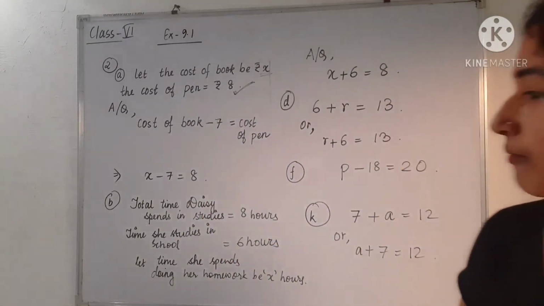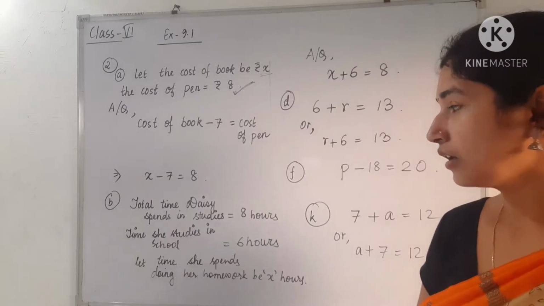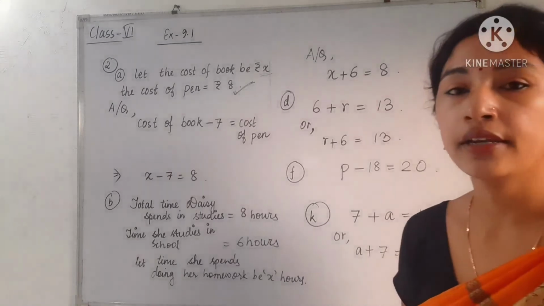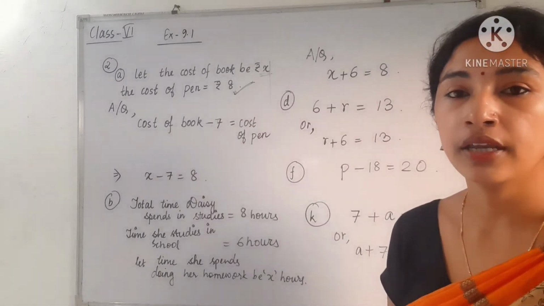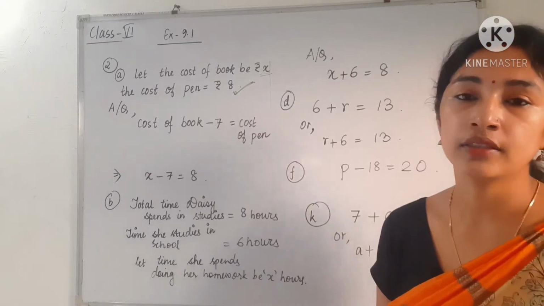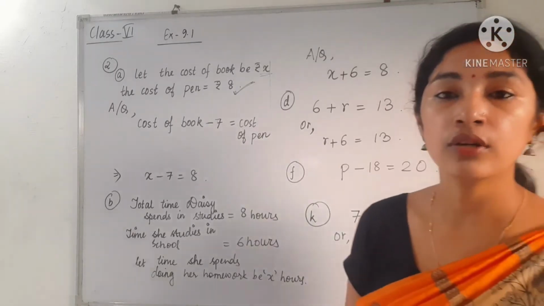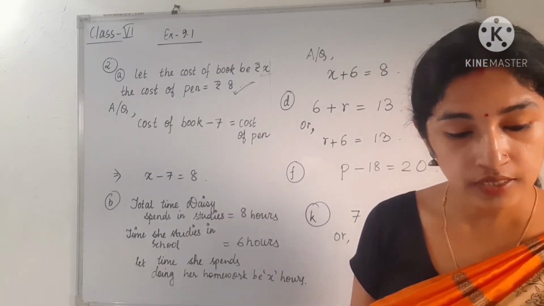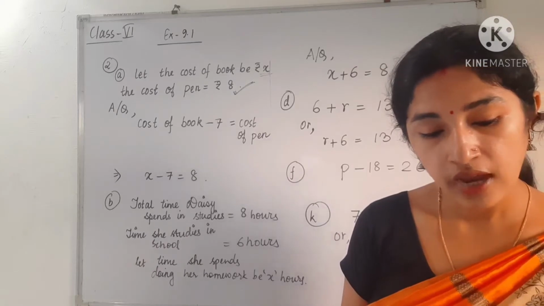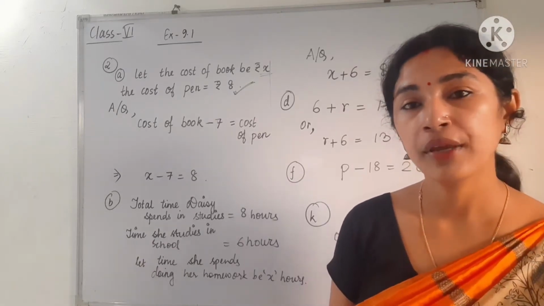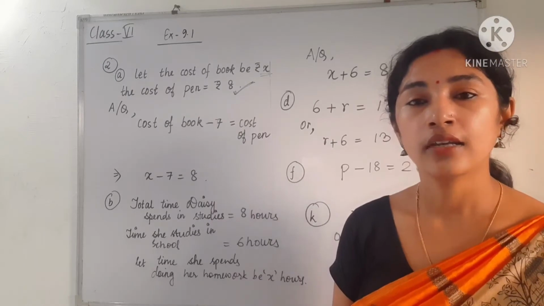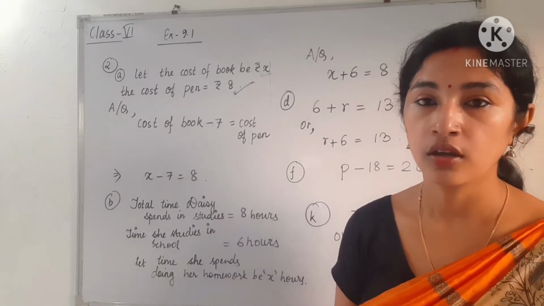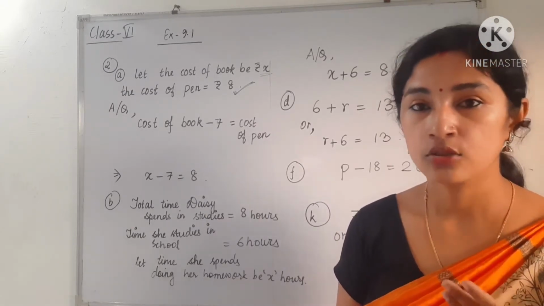Next come to number B. Here it is given that Daisy studies 8 hours a day. That means in a day she spends 8 hours in her studies. Out of these hours, 6 hours she studies at school, and the remaining time which is left, she uses to do her homework. So you have to form an algebraic equation, taking the unknown as x. So what is not given?